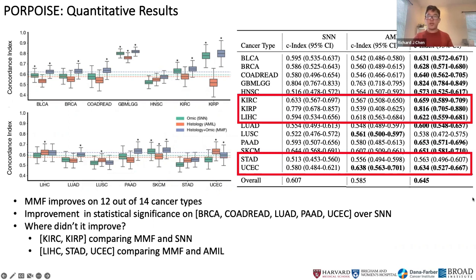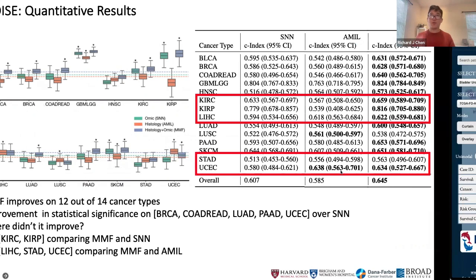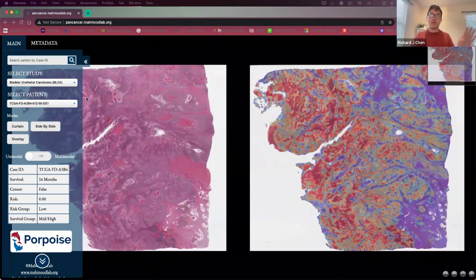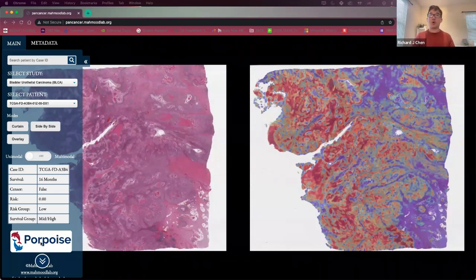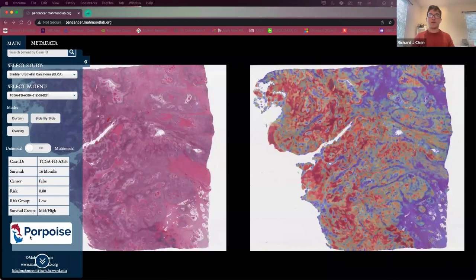So this was more of the quantitative results. I want to jump into a more interactive session, where this was one of the main tools that we developed, called PORPOISE, the Pathology Omic Research Platform for Integrated Survival Estimation. Sorry, this name took a while.